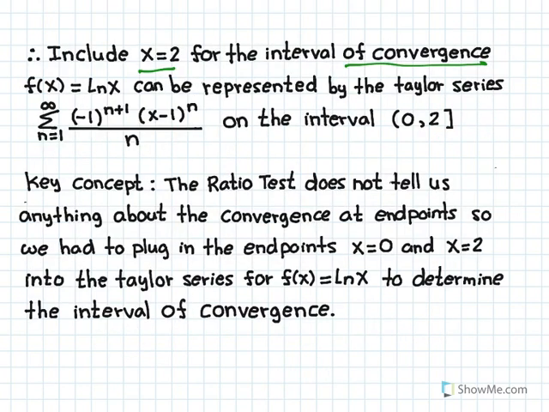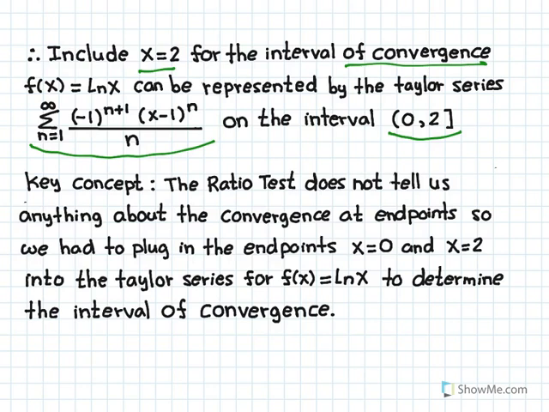f of x is equal to log x can be represented by the Taylor series summation n equals 1 to infinity of negative 1 to the power of n plus 1 times x minus 1 to the power of n divided by n on the interval 0 to 2. Now, we don't include 0, but we include 2. So we include the right endpoint, but we exclude the left endpoint.